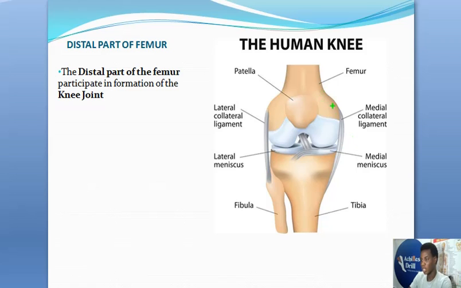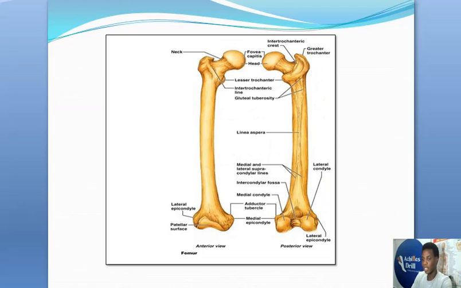Okay, so there are some important structures around the distal end of the femur. We'll talk about the condyles of the femur, medial and lateral condyle, the epicondyle, and even the adductor tubercle somewhere close to the medial epicondyle right there. Okay, I think I have a beautiful picture of those. Wait a second. All right, let's take a look at this.